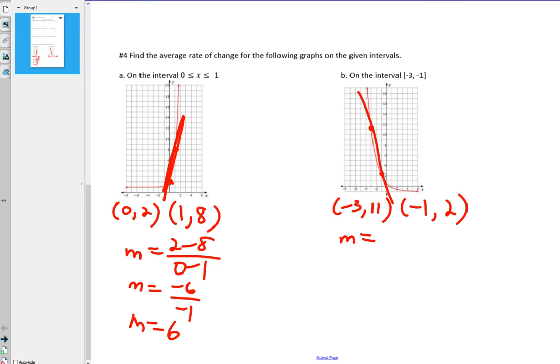So m is equal to 11 minus 2 over 3 minus negative 1. Minus a negative becomes plus. So I get 9 over negative 2. And she's correct, that's negative 9 over 2.